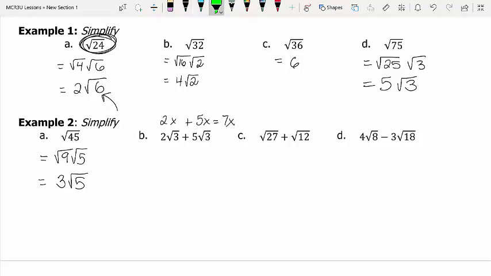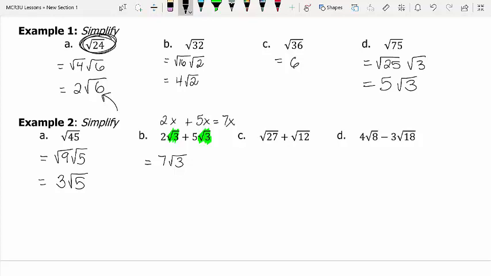To add or subtract radical numbers, you need like terms, meaning they need to have the same radical. So because this is 2 root 3 plus 5 root 3, those are like terms. We can add these together and produce 7 root 3. Root 27 plus root 12, those are not like terms. They are different radicals. So when that happens, let's try and simplify.